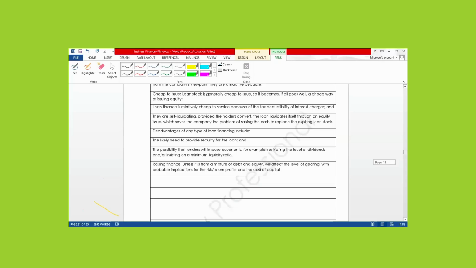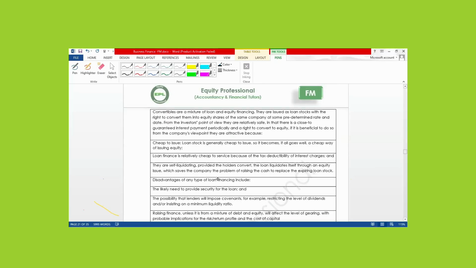Now look at this. They are self-liquidating, provided the holder converts. The loan liquidates itself through equity issue, which saves the company the problem of raising cash to replace it. There's something I saw somewhere.